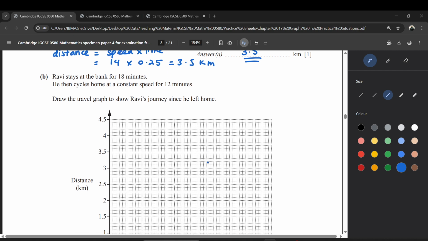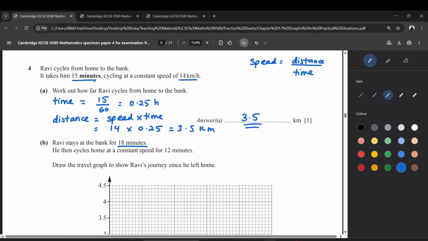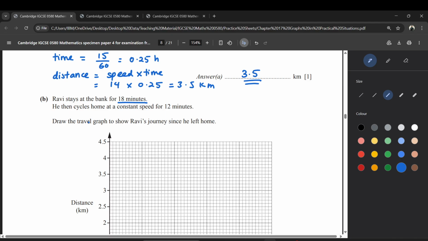Okay, part B. Ravi stays at the bank for 18 minutes. So it takes him 15 minutes, cycling at a constant speed of 14 kilometers per hour. And then for the next 18 minutes, he stays at the bank. He then cycles home at a constant speed for 12 minutes. Draw the travel graph to show Ravi's journey since he left home.